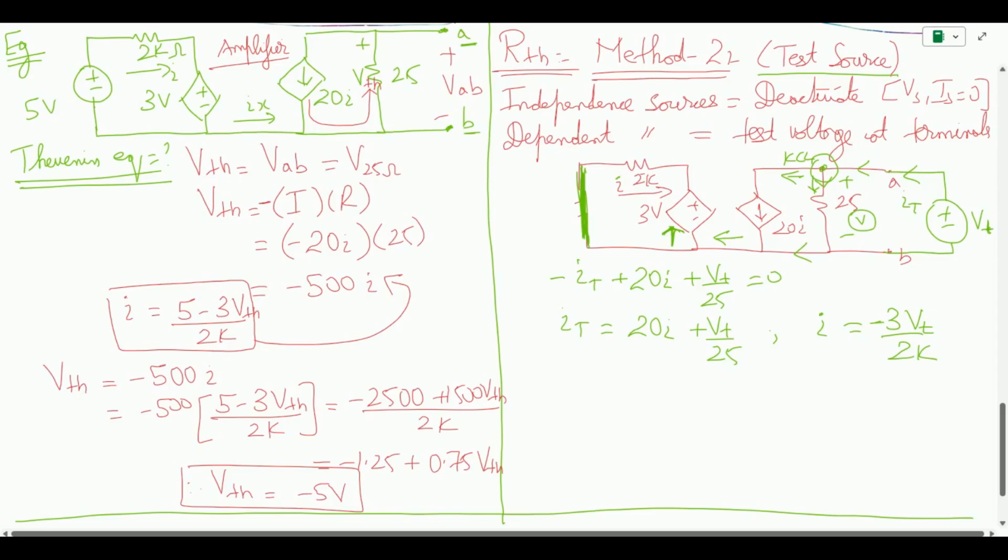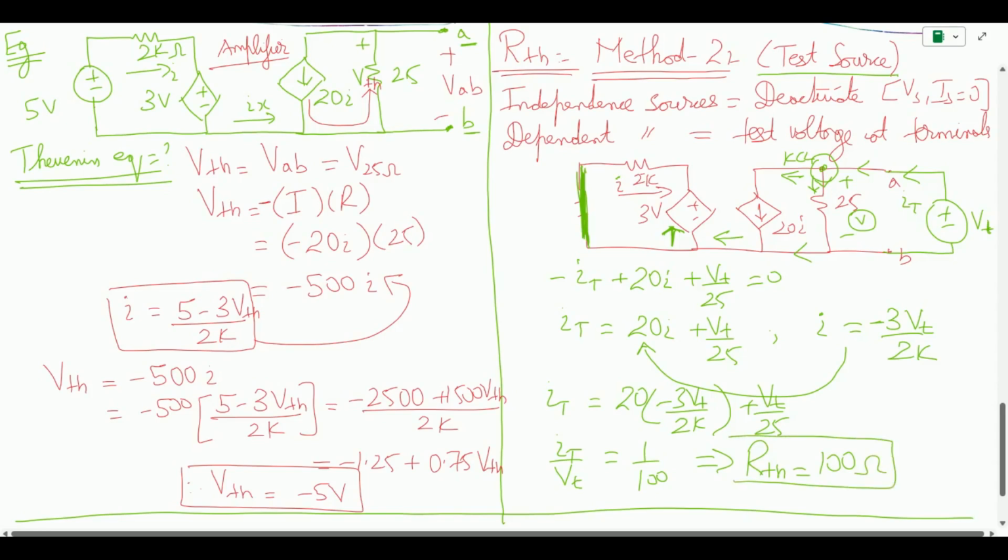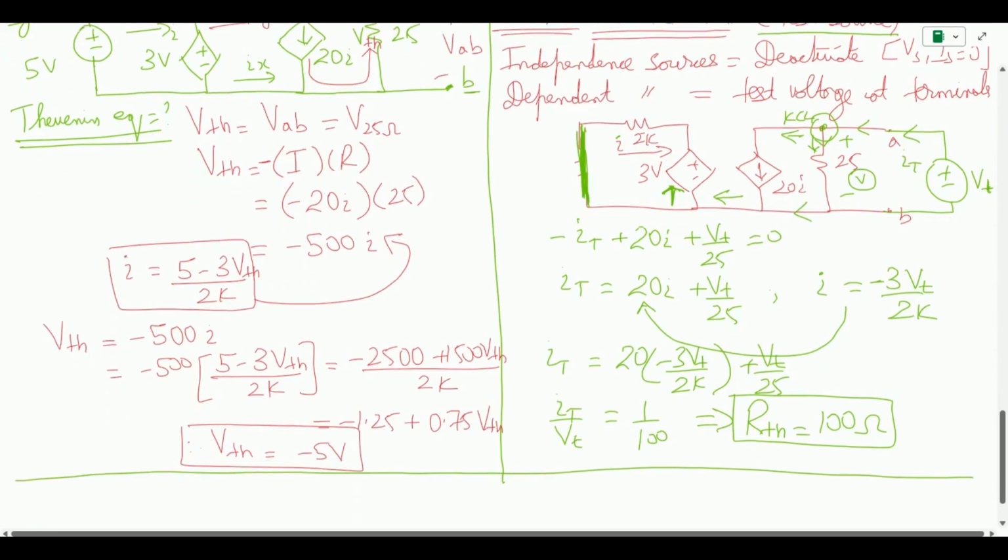So now input the value of I into this equation. So you get the value of 20 minus 3Vt divided by 2K plus Vt by 25 equals to I of t. If I simplify this, it comes out to be I of t Vt is equal to 1 divided by 100, and this basically is RThevenin, which is going to be 100 ohm. So this is the solution to this problem. So we have basically used the second method to give us the RThevenin and VThevenin.